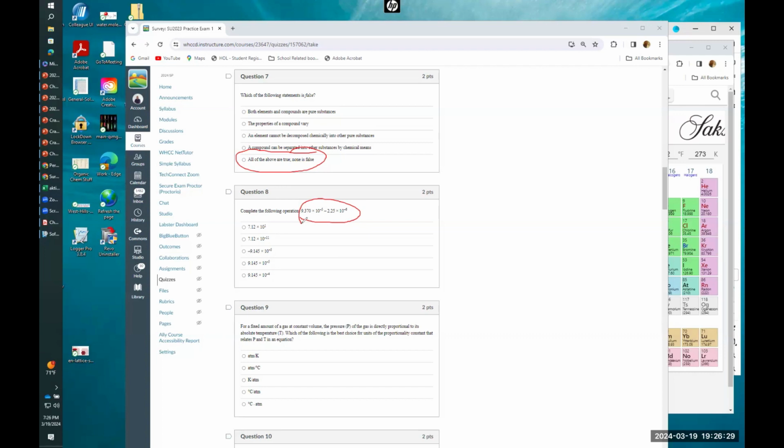So would it be 7.12 times 10 to the negative 11? Nope. No, that's not it. Oh man. Because remember, this is just subtraction.